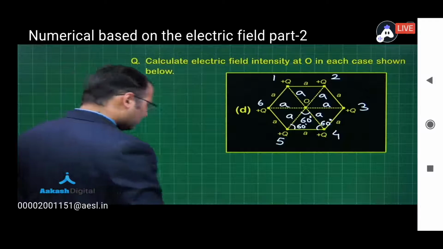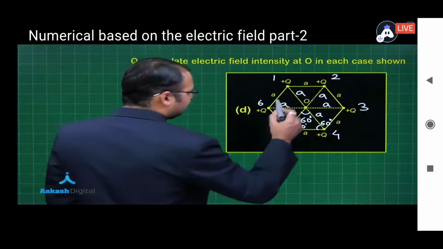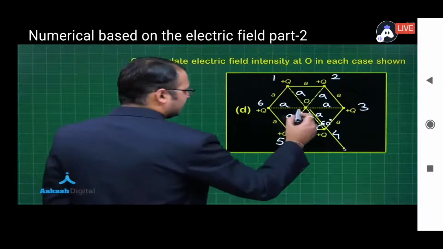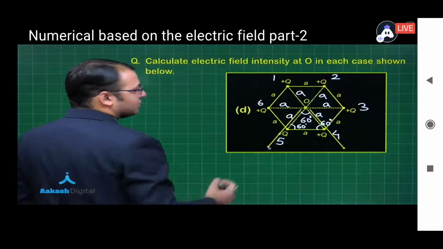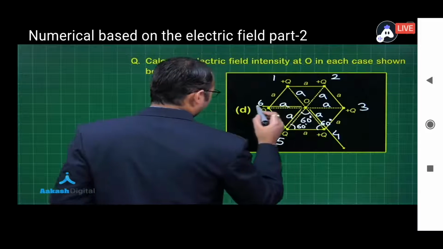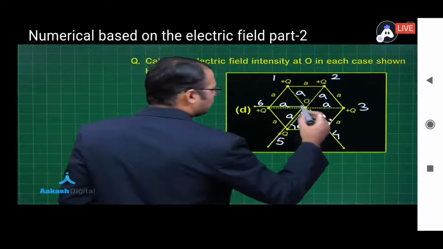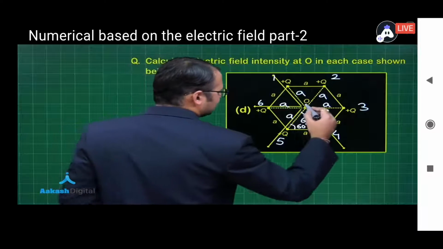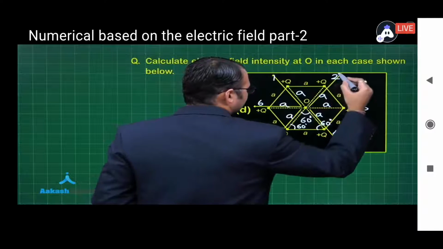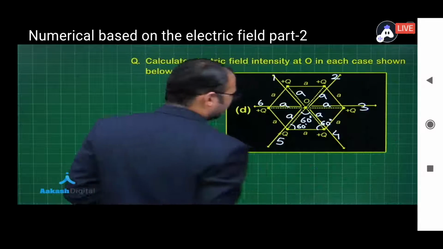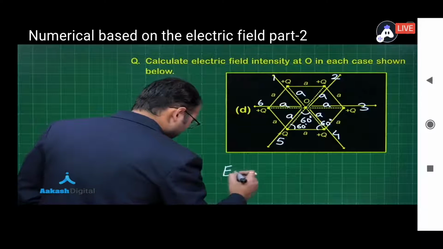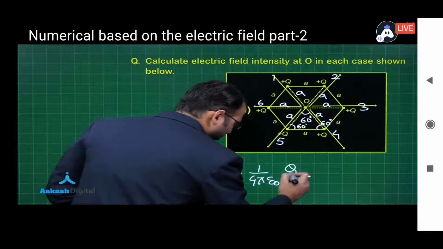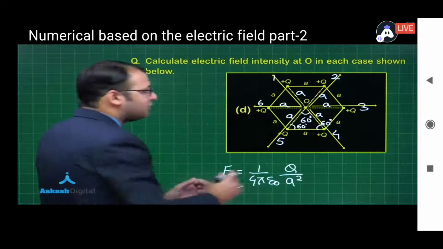Now, when you talk about the electric field, right? When you see the first charge, the electric field will be along this direction. For the second, the electric field will be along this direction. For the third, the electric field will be along this direction. For the fourth charge, the electric field will be along this direction, right? And for the fifth and sixth charges likewise. And all the electric fields will be equal to 1 upon 4 pi epsilon naught q upon a square. All of them will be equal.